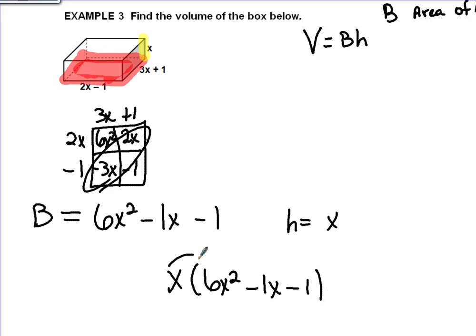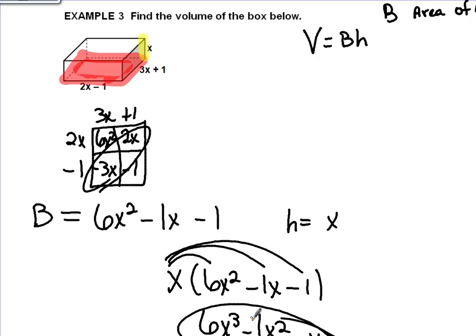So I've got to distribute the x to all three things. So I'll get 6x cubed minus 1x squared minus 1x. And that is the answer for the volume of the box.